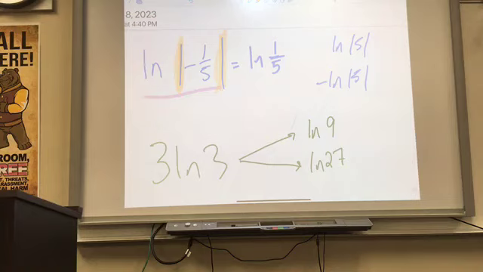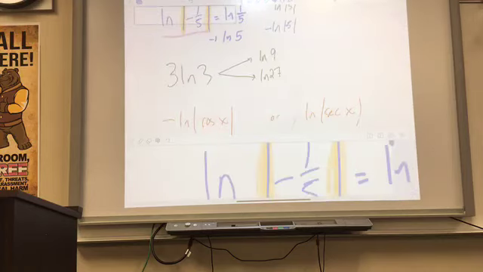Here's another way, you guys watch. ln of 1/5 is the same as writing ln of 5 to the what? 5 to the -1. Can we bring exponents down in front? Yeah. Abby's way was simpler.